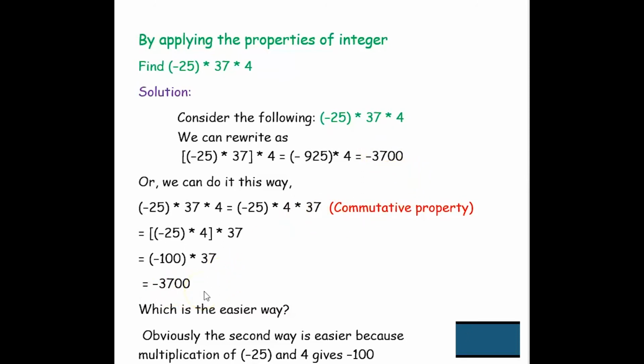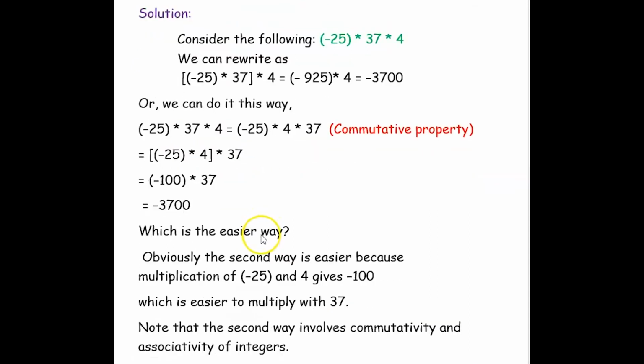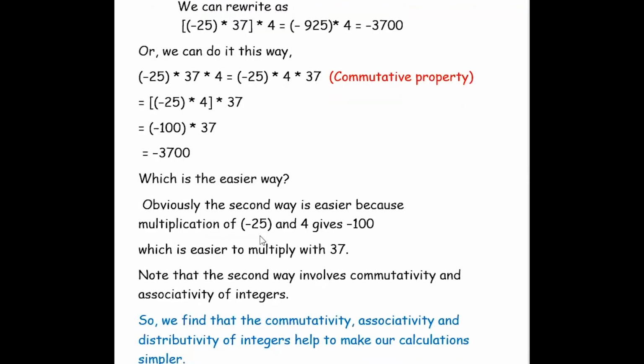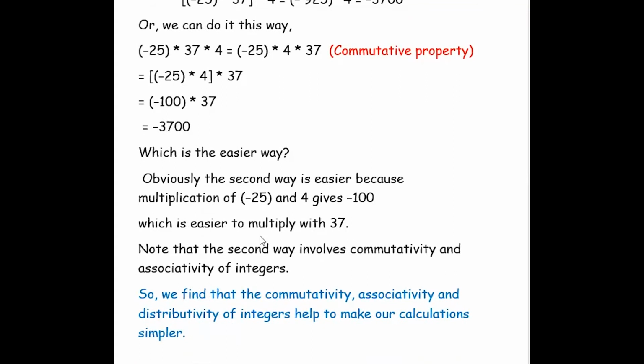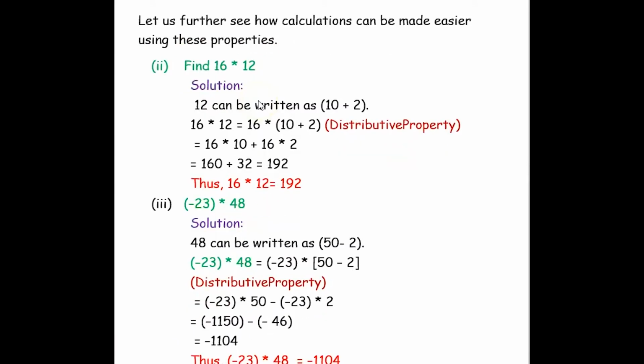But which is the easiest way? Obviously the second way is the easiest, because multiplying negative 25 with 4 gives you negative 100. That is easier than multiplying negative 25 with 37. So we can see that we are using different properties, commutative property and associative property, to multiply the given numbers very easily. So we find that commutativity, associativity and distributivity of integers help to make our calculation much simpler. Now let's see a few more examples of how our calculations can be made easier using these properties.